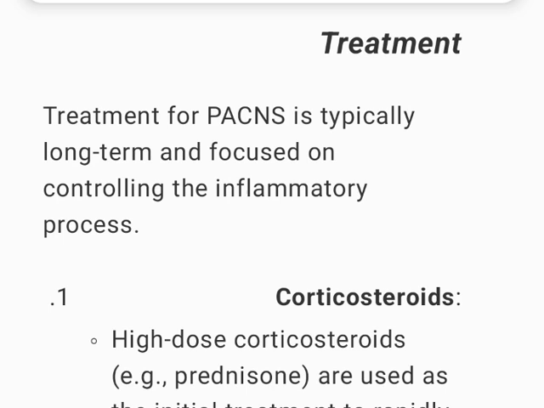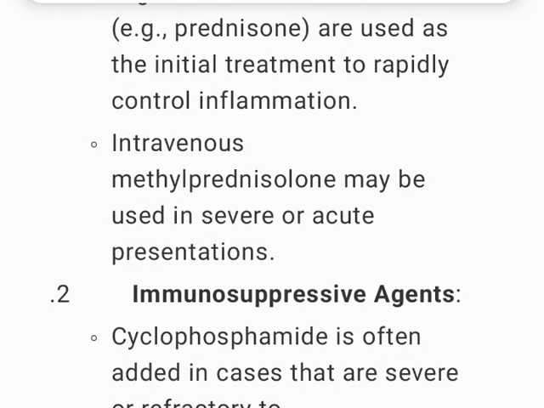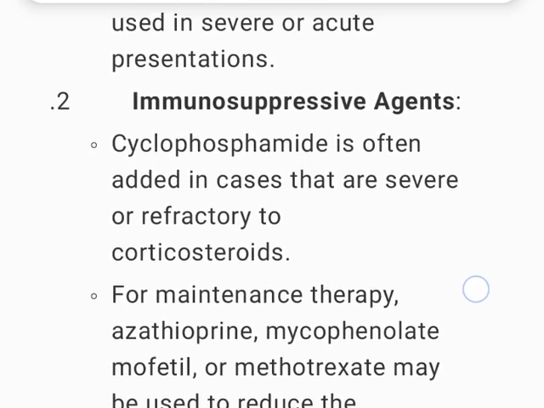Treatment. Treatment for PACNS is typically long-term and focused on controlling the inflammatory process. 1. Corticosteroids. High-dose corticosteroids, e.g. prednisone, are used as the initial treatment to rapidly control inflammation. Intravenous methylprednisolone may be used in severe or acute presentations.